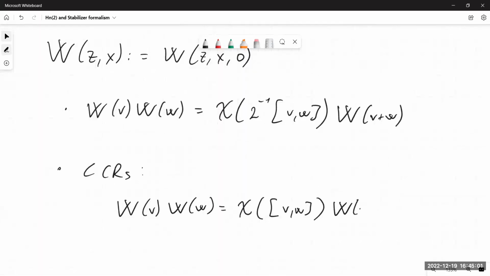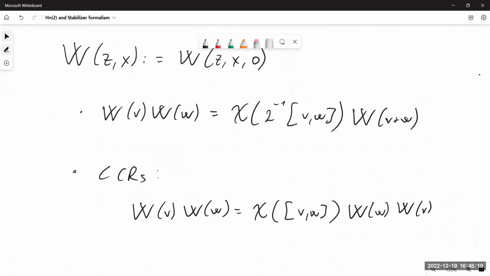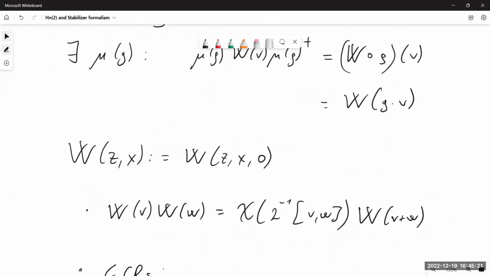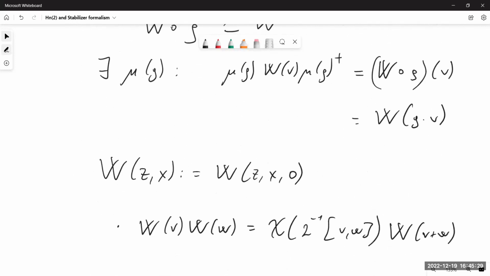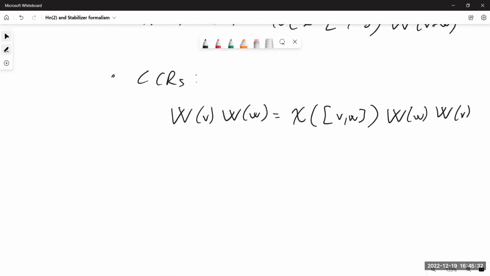So we have W of W, W of P. Honestly, I don't want to do this calculation now, but this is something that you can easily check when you just need to, for example, act on a function and use this action here, and just check these two relations. And one last thing.